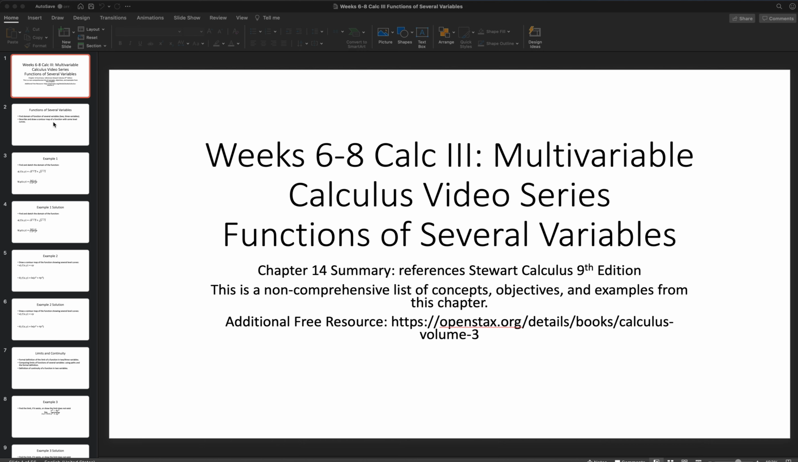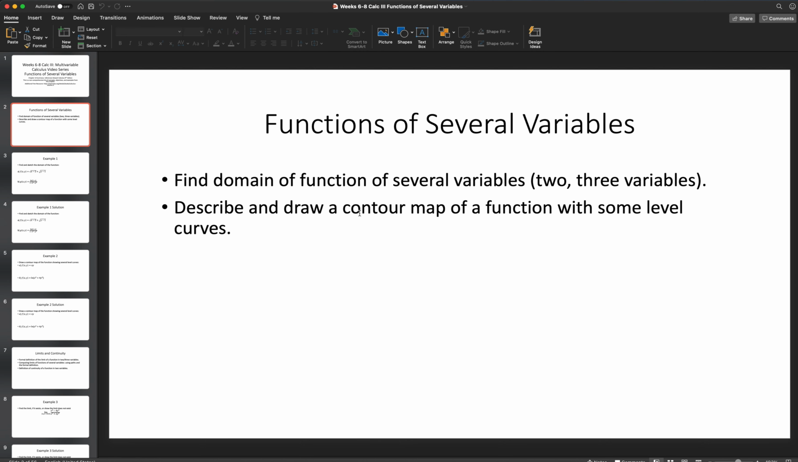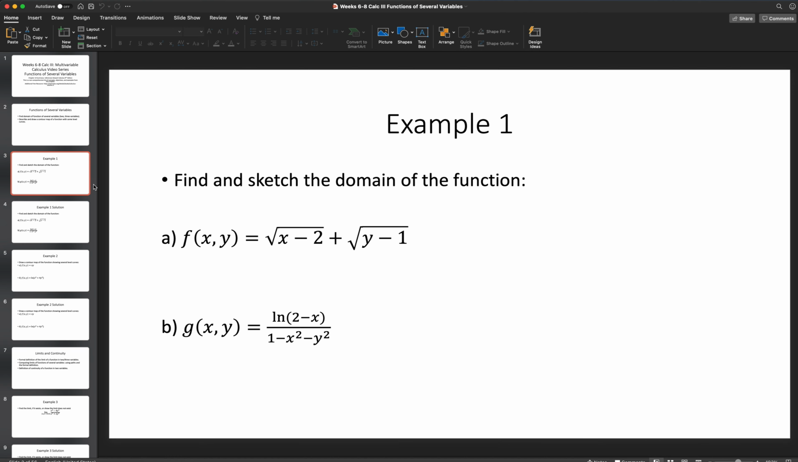Let's get started. So, functions of several variables. We need to find domains of functions of several variables, two or three variables, and describe and draw a contour map of a function with some level curves. So let's go through our first example.